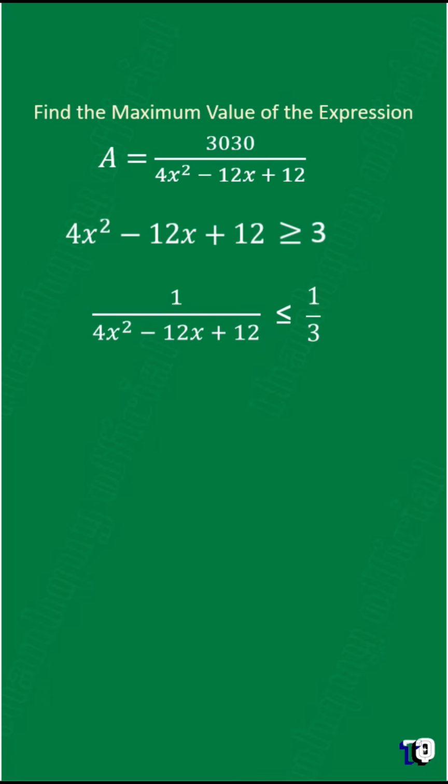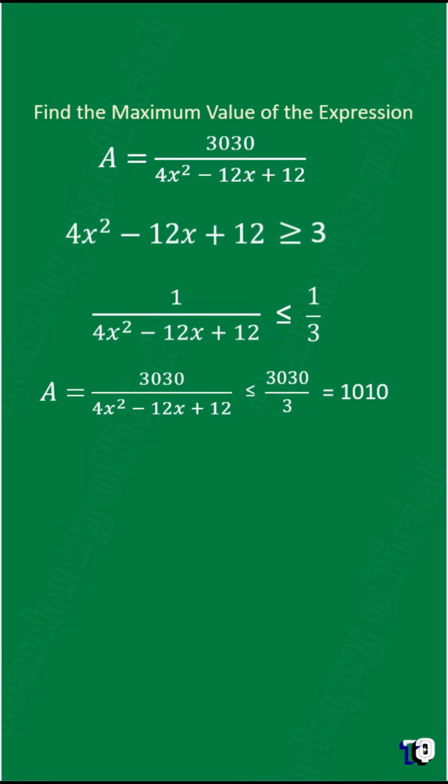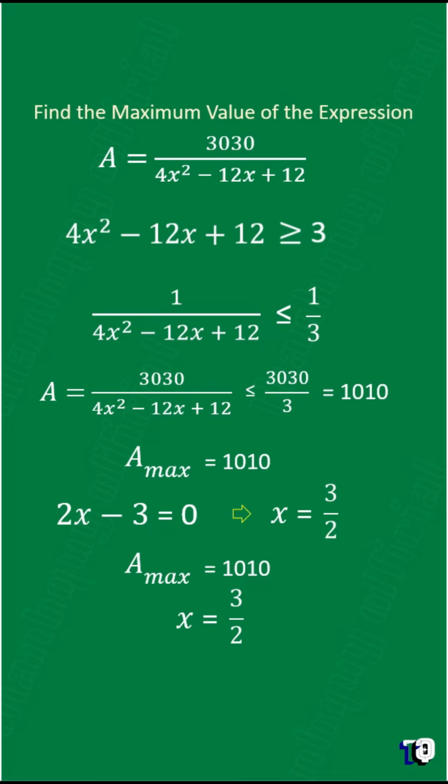Taking reciprocals on both sides, since all quantities are positive, we get the fraction is at most one third. Multiplying both sides by 30 gives a is at most 10, so the maximum value of the expression is max equals 10. The equality occurs when 2x minus 3 is equal to 0, and therefore x equals 3 halves. So we can conclude that max equals 10 when x equals 3 halves.